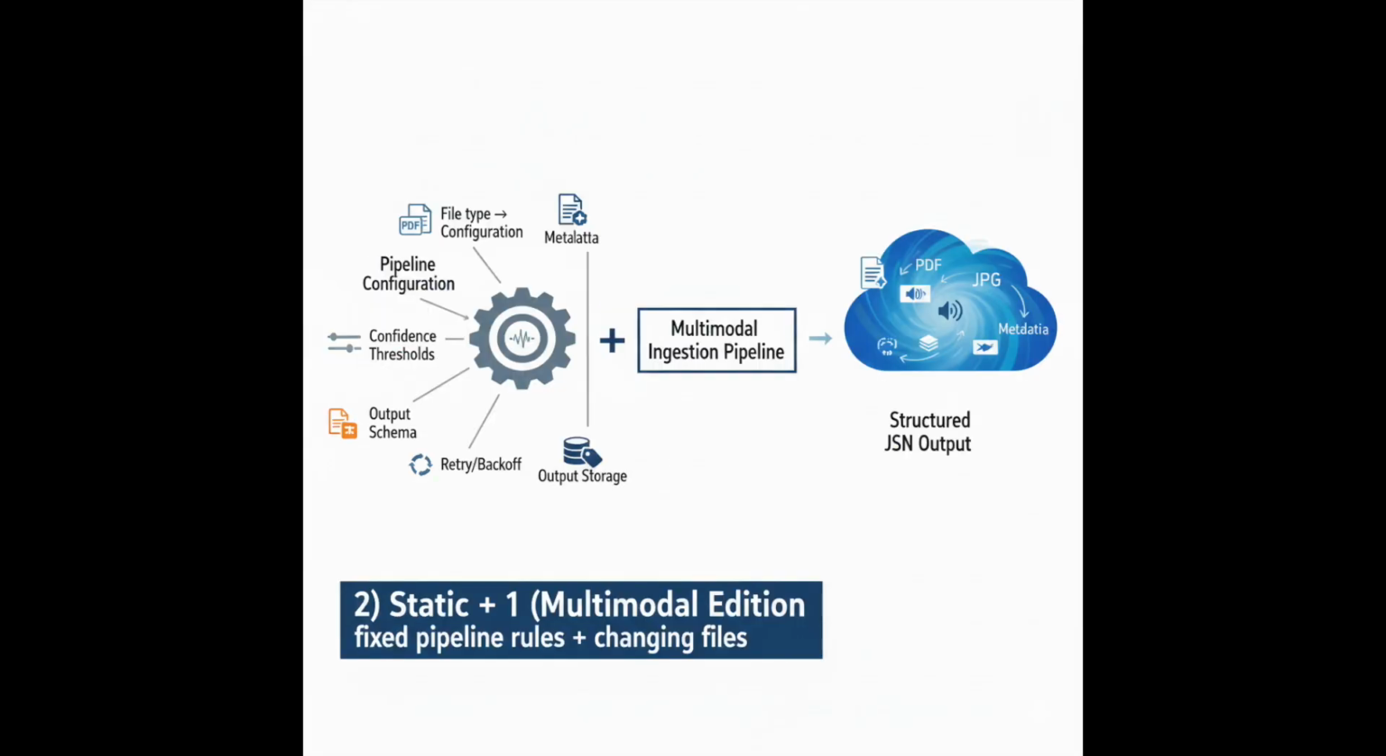Now number 2, static versus dynamic, multimodal edition. Static: fixed rules, which extractor to use for each file type, confidence thresholds, output JSON schema, retry backoff rules, and where outputs are stored. Dynamic input: the uploaded file, its type, metadata, and content. That's static plus dynamic: fixed pipeline rules, changing files.